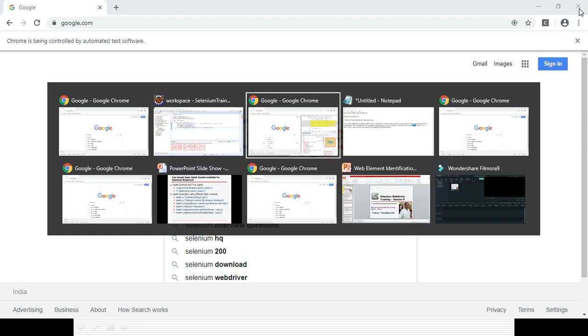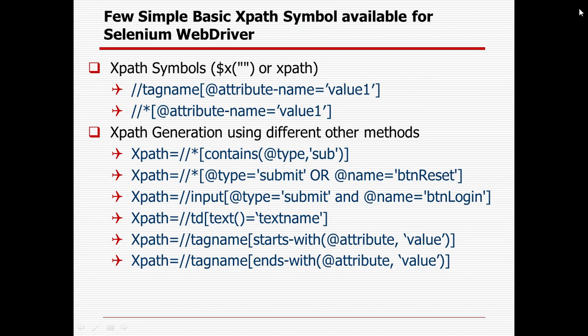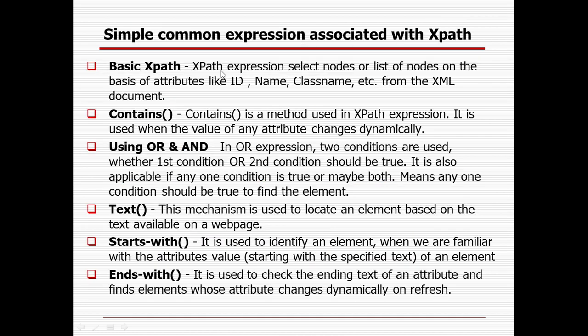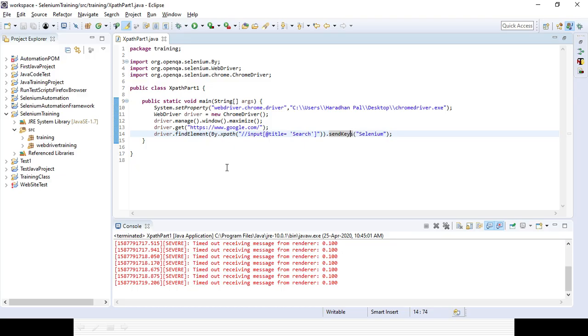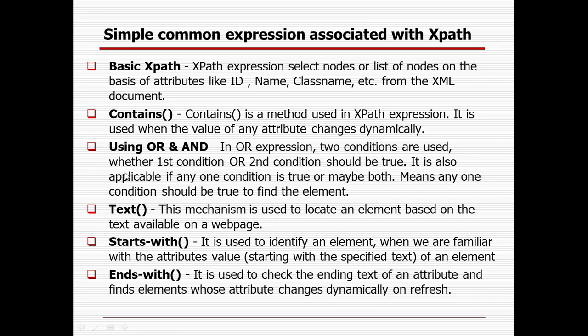So now I already showed you that we can create our XPath using ID, name, class name. Even in case those are not there, we can also create our own XPath using other parameters like text, and also using or, and like that, right? Now I will show you another URL where I can use contains, text, starts with or ends with.